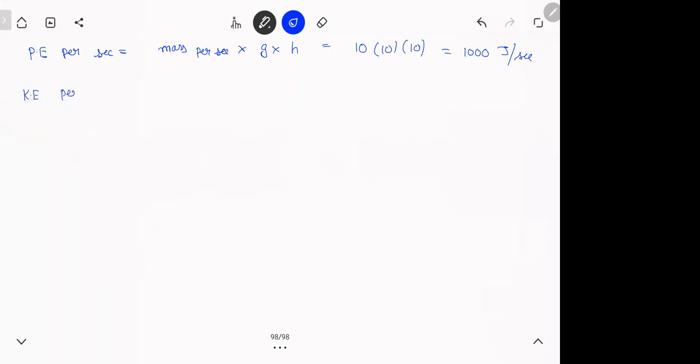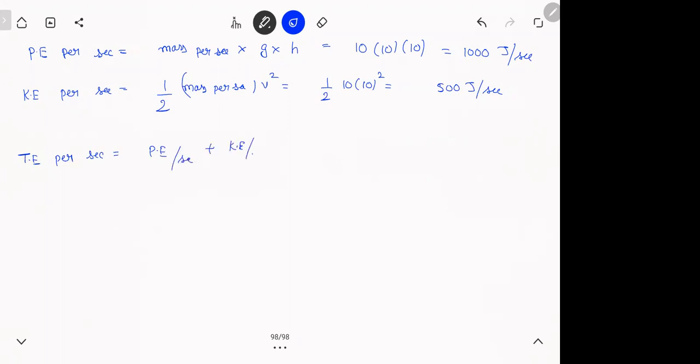What is kinetic energy per second? Again, half mass per second into v square. That is half into 10 into 10 square. To throw the water out, you need to spend 500 joules per second. So there are two different things here. You need to spend energy to lift, you need to spend energy to throw. So total energy per second will be this potential plus kinetic energy per second, which is 1500 joules per second.